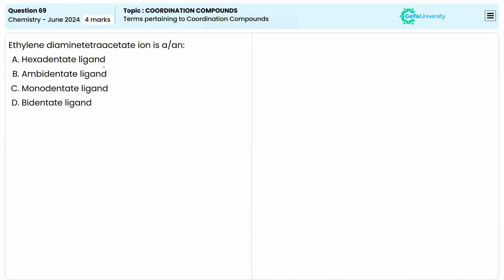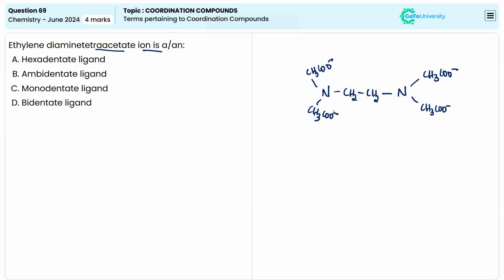We have the ion ethylenediaminetetraacetate. So we have to identify what type of ligand ethylenediaminetetraacetate is. Okay, so first of all let us draw the structure of ethylenediaminetetraacetate. It will be CH2, ethylenediamine, so there will be two nitrogen atoms and they will be containing tetraacetate. So four acetate groups are there, that is CH2COO minus, CH2COO minus, again CH2COO minus. So this is ethylenediaminetetraacetate.